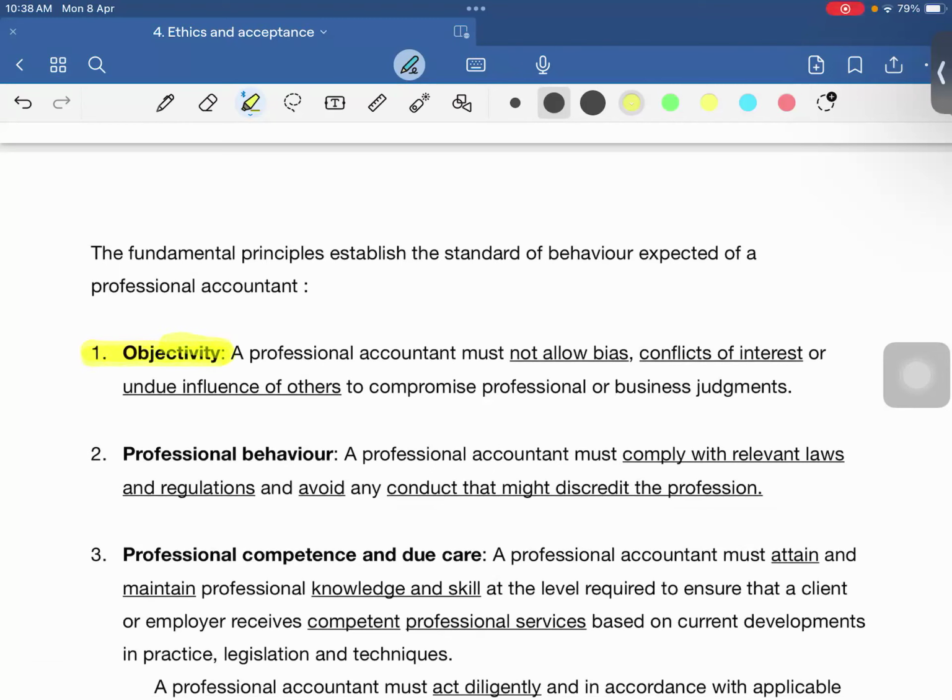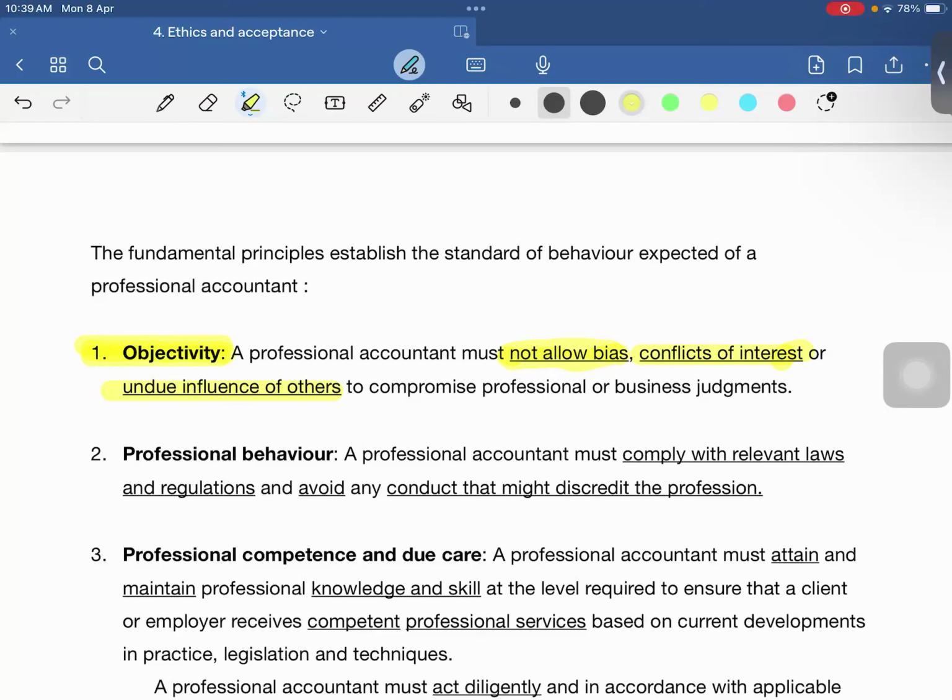Now, what is objectivity? Objectivity is the quality of a person to not let anything influence their judgment. That means the ACCA person shouldn't be biased about certain things in the organization. If he is going to attend a client company, his judgment shouldn't be clouded. And there shouldn't be conflicts of interest which might compromise his judgment. Also he shouldn't be under the undue influence of others in order to make a statement.